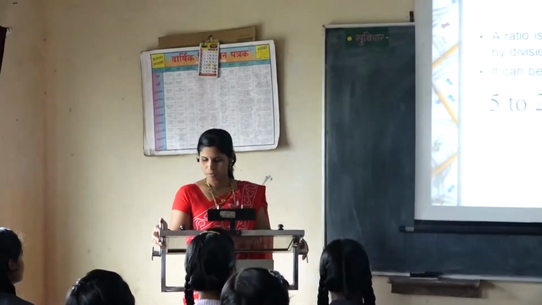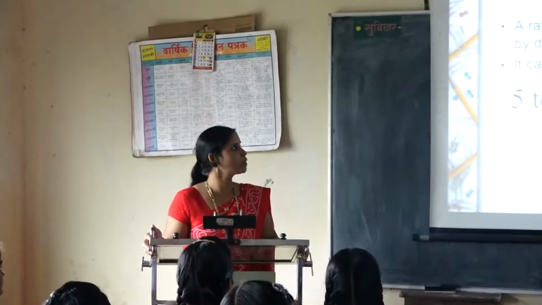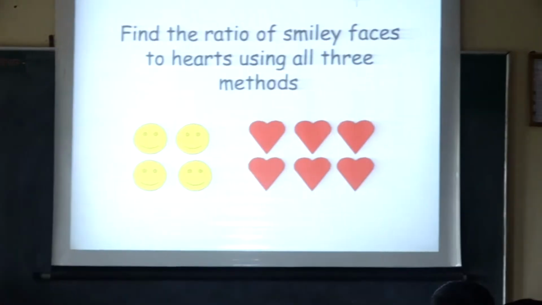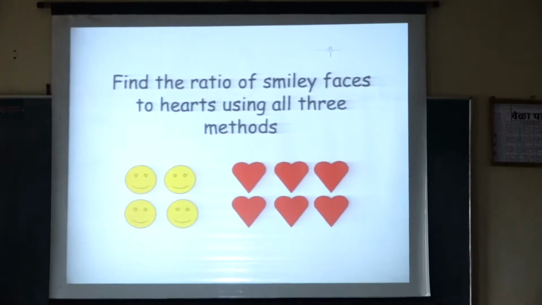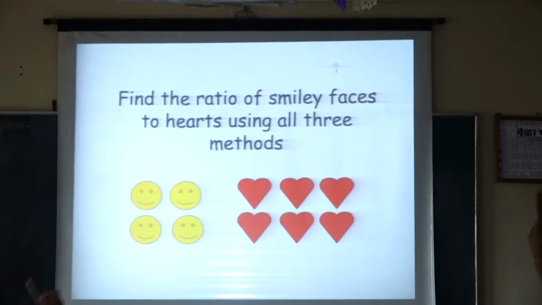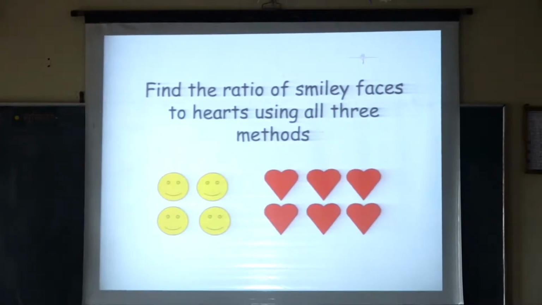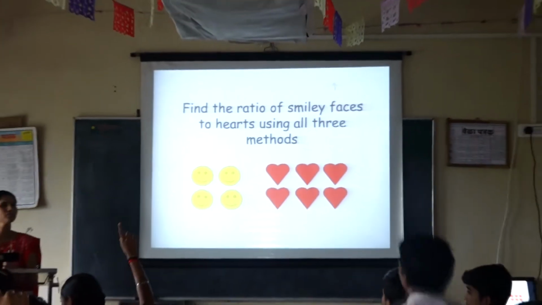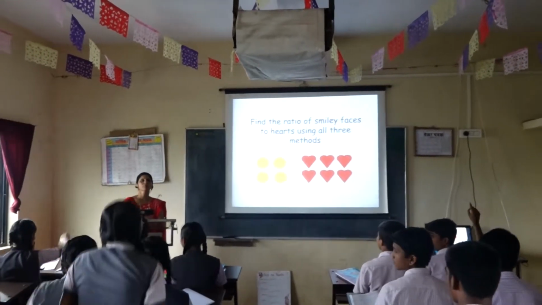Now, I am going to show some pictures. Observe these pictures and find the ratio of smiley faces to hearts using all 3 methods. Yes? 4 to 6. Second method. Yes? 4 as to 6. Third method. Yes? 4 upon 6.